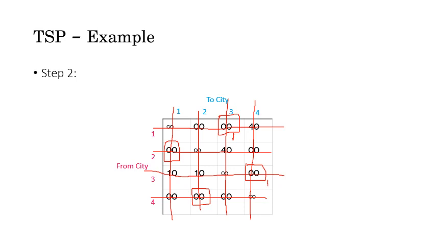Okay, so let's start the tour from city 1. Then from city 1, the salesperson should go to city 3, hence 1, 3. Then once the salesperson reaches city 3, he should go to city 4. Once the salesperson reaches city 4, he should go to city 2. Once the salesperson reaches city 2, he should go back to city 1 and complete the tour.